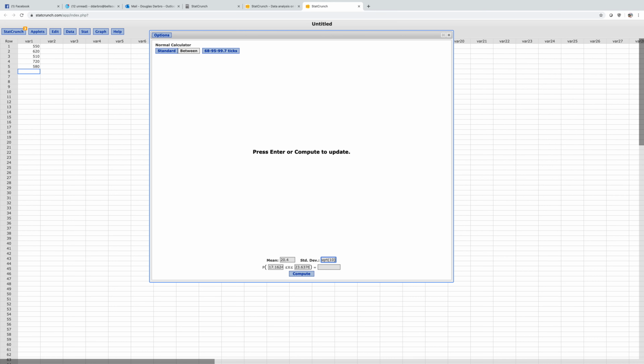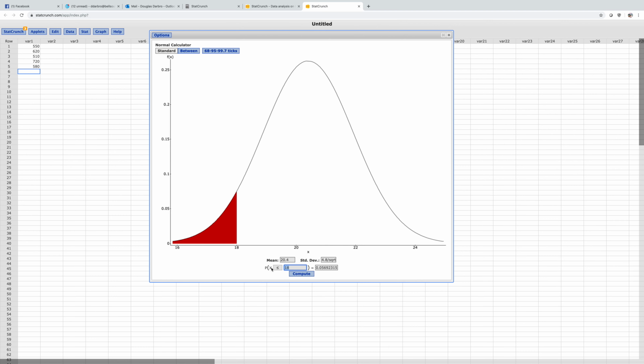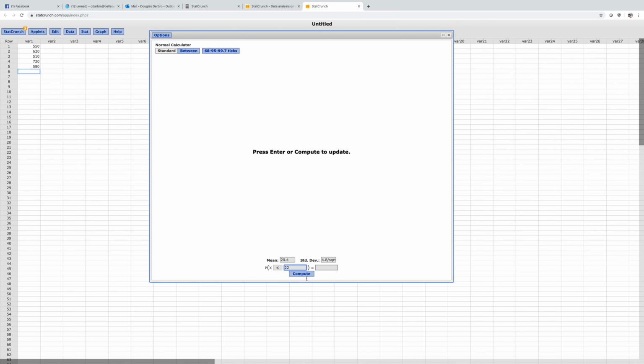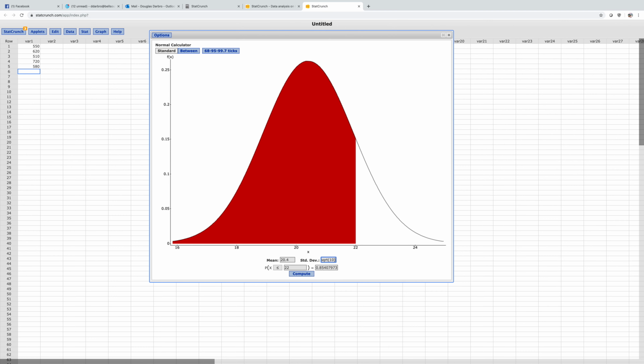So square root of 10, and we want less than 22. So I need to go standard again. So less than 22. Let's see, I'm kind of freaking out about that. Let's make sure that is, yeah, all right, so 0.8541 would be the answer to that.